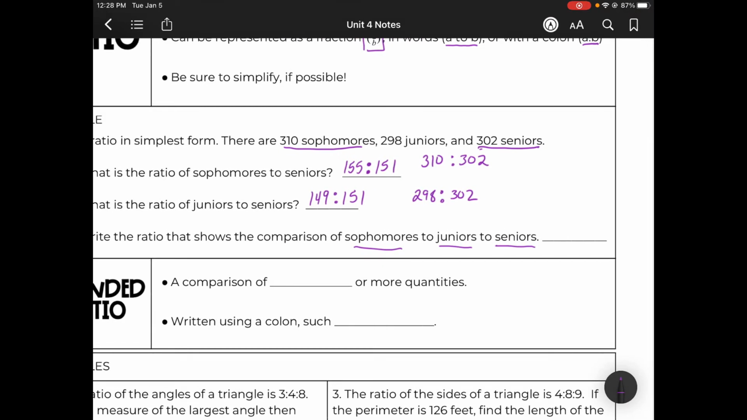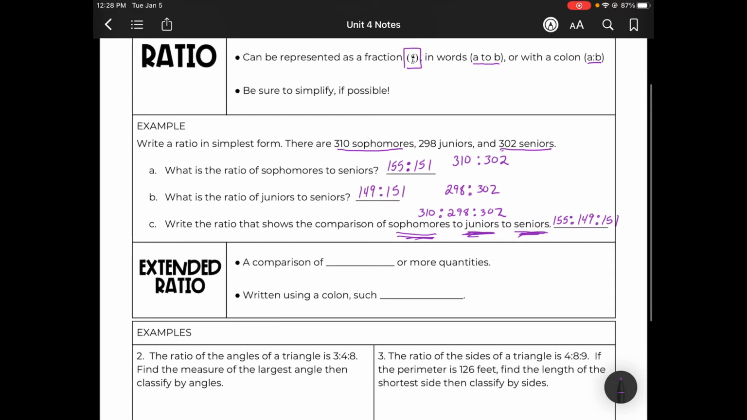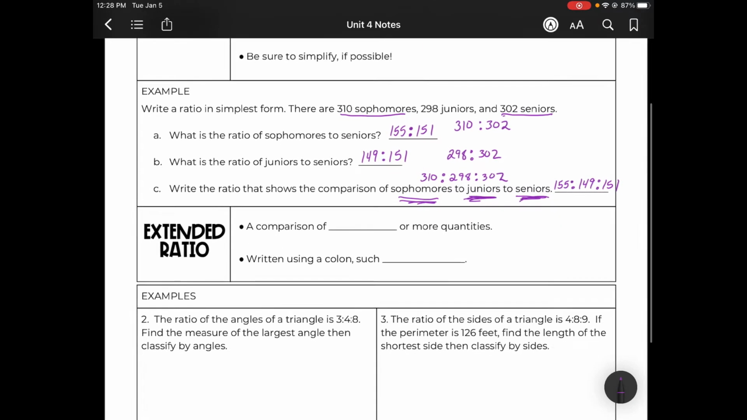So we can take our numbers for sophomores, juniors, and seniors, and we could write it out long ways like this, 310 to 298 to 302. And that is a ratio of sophomores to juniors to seniors. But remember, we reduced all those numbers by 2. So I'm really going to change that to 155 to 149 to 151. And it must follow that order. Sophomores first, juniors, then seniors. The order of your sentence tells you which number goes in which spot as you write ratios.